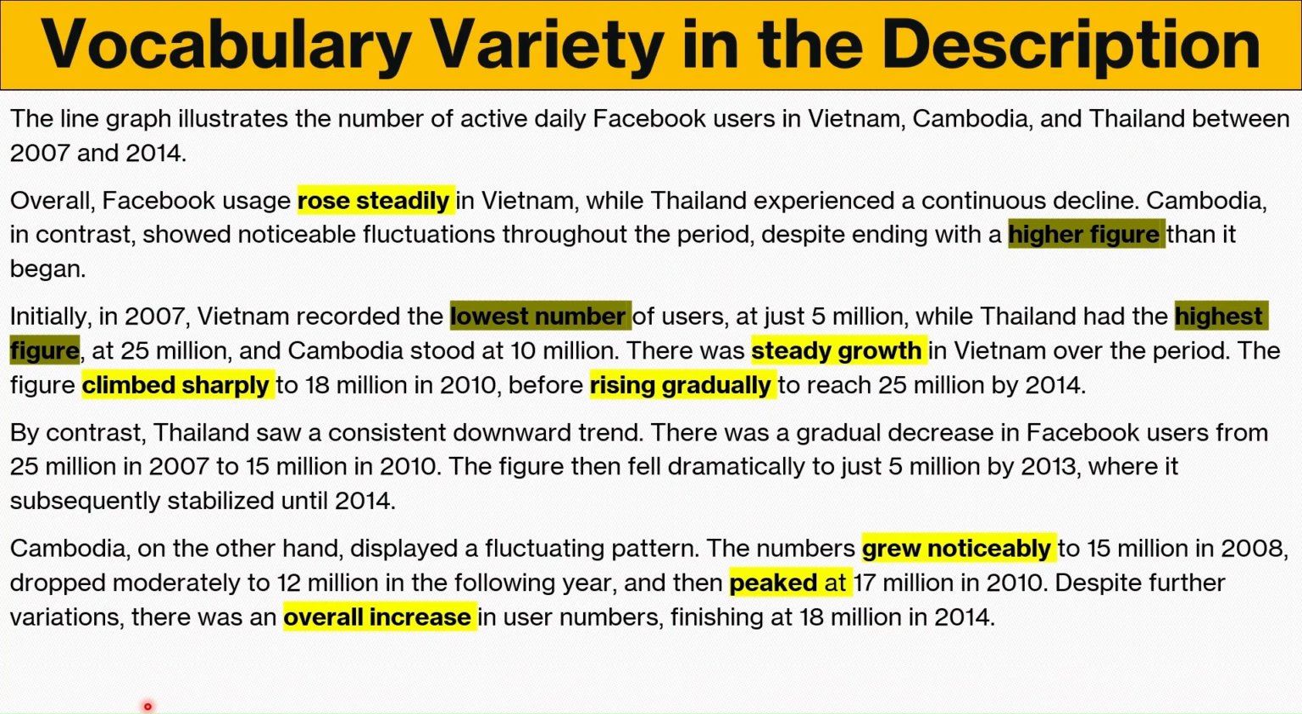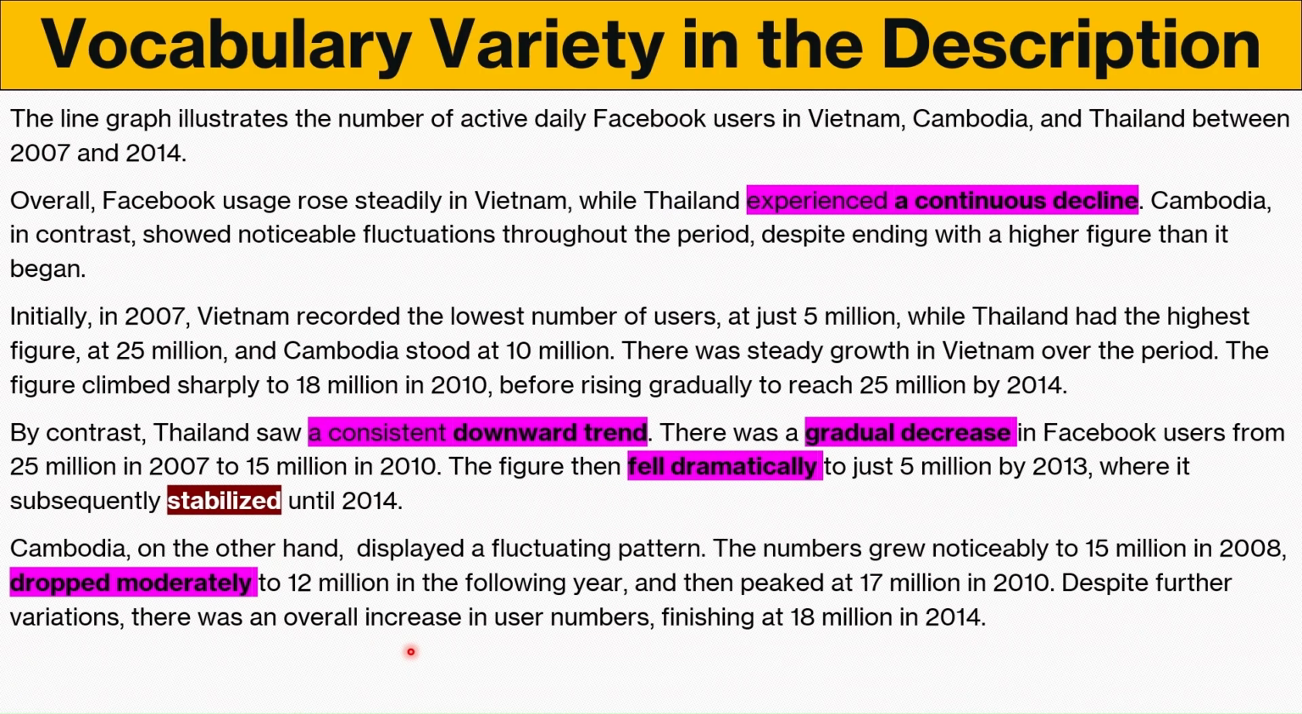For example, we see rose steadily, steady growth, climbed sharply, rising gradually, grew noticeably, peaked at, and an overall increase. These all describe increases, but in slightly different ways. Even comparative language like higher figure, lowest number, and highest figure adds to the vocabulary range, showing variety when presenting data.